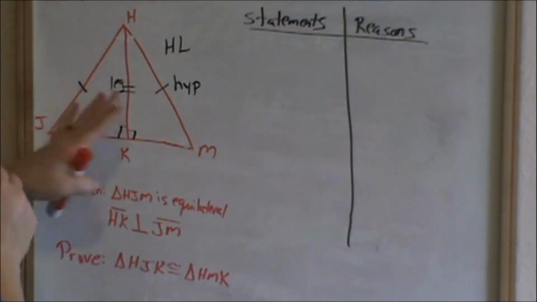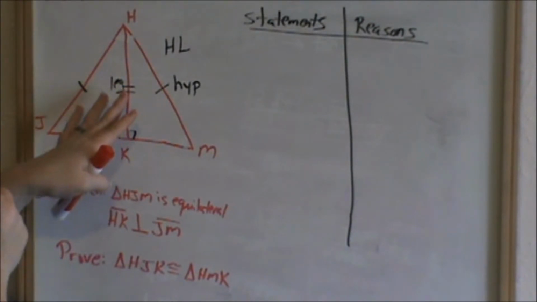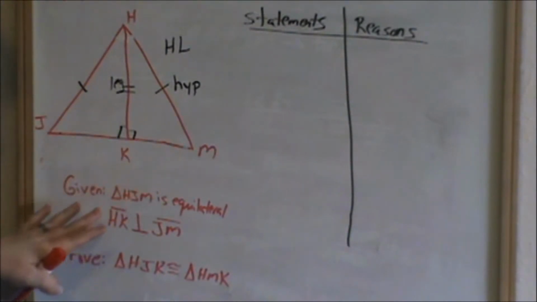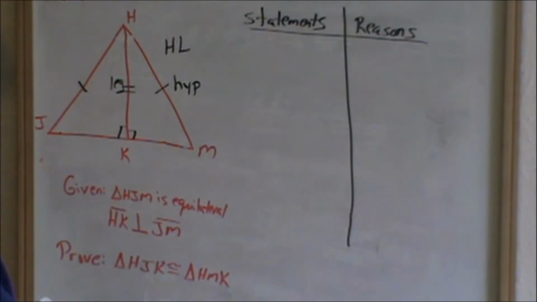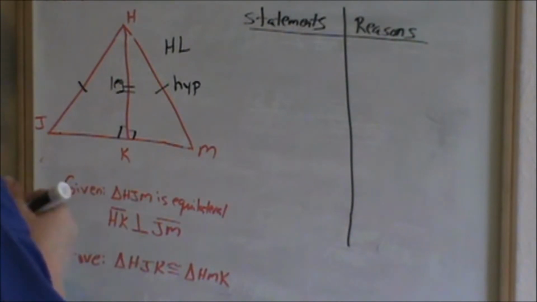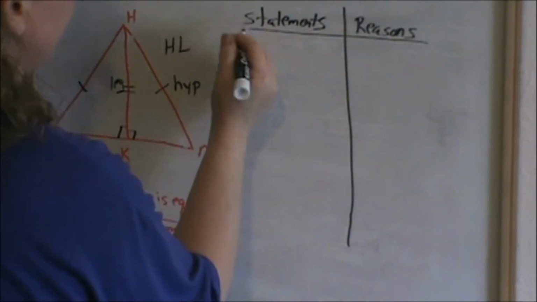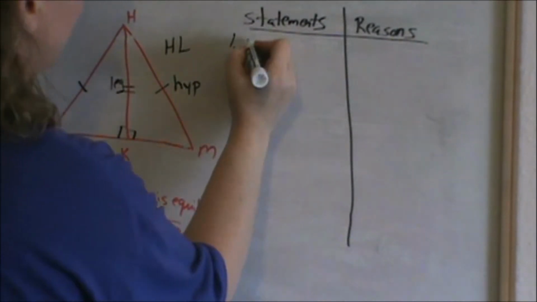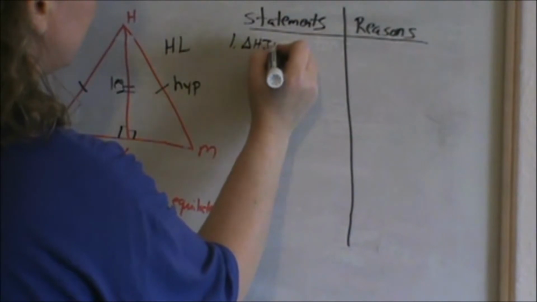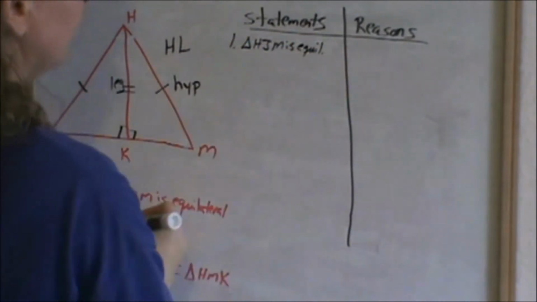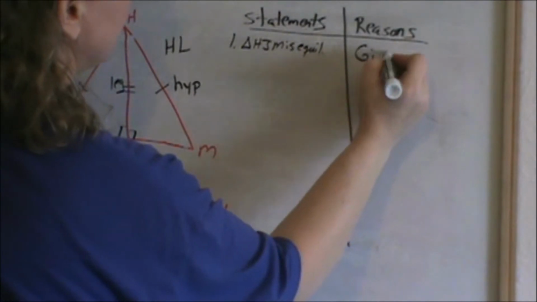So now you have to put all of this into your statements and reasons. So you have to enter everything into a court of evidence, and you have to be pretty detailed and specific about this. So the first thing I'm going to start with is my givens. The first thing I will say is that triangle HJM is equilateral. Why? How do I know that? Because it's given.